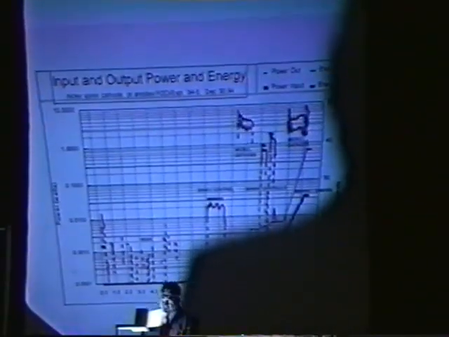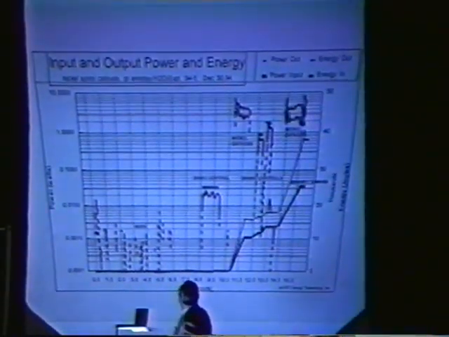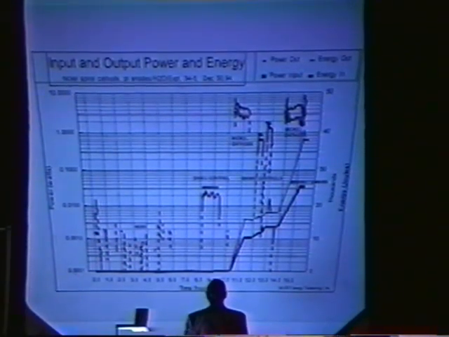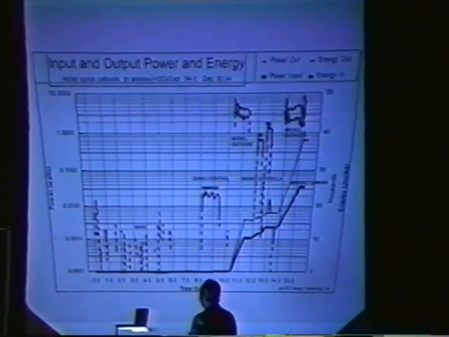Here are some results. This graph has 4 curves on it. These 2 solid curves are the energy and are read off the right side axis. The remainder of the curves are power and are read off the left, which is a log scale. Over here is the time axis, and you can see that at the beginning we gave 10 hours for the system to reach equilibrium.